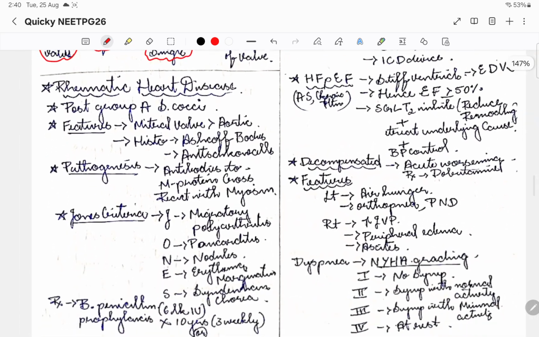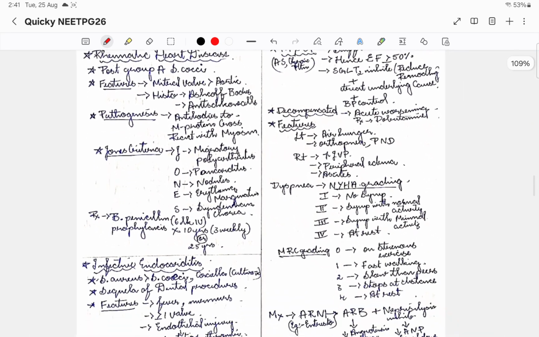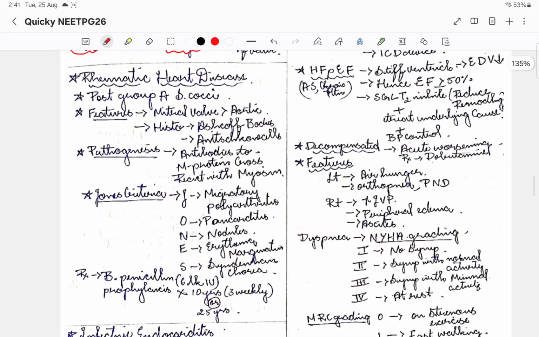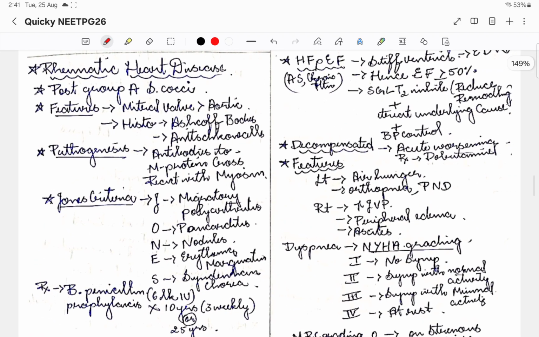Then coming to rheumatic heart disease, we'll study the specifics of rheumatic heart disease and infective endocarditis. Rheumatic heart disease, I told you in microbiology, is caused by group A streptococci. So please remember group A streptococci. Features will be mitral valve more than aortic valve involvement. Then histology, it will be Aschoff bodies. This is very pathognomonic of rheumatic heart disease.